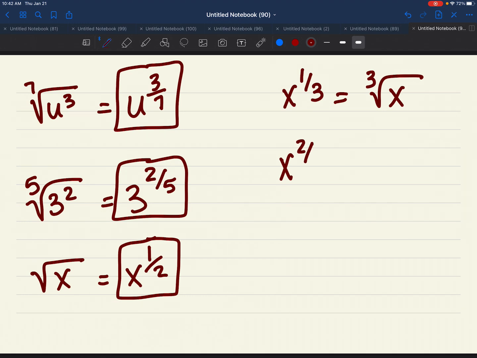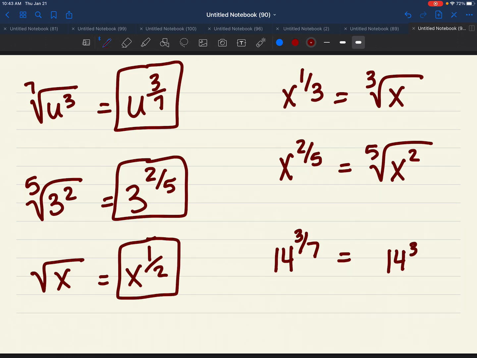All right? What about x to the 2/5? Tate? X to what power? Okay. 5th root. All right. Last one. Caleb? 14 to the first power. Okay. And then 7 comes out. Good. All right. Everybody understand that?